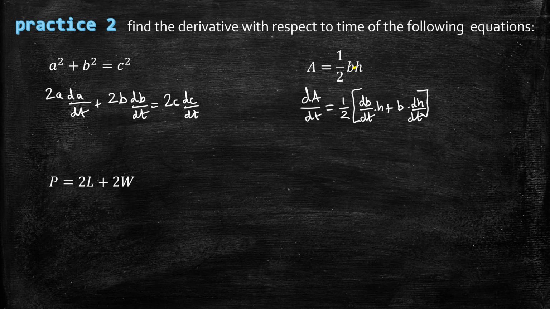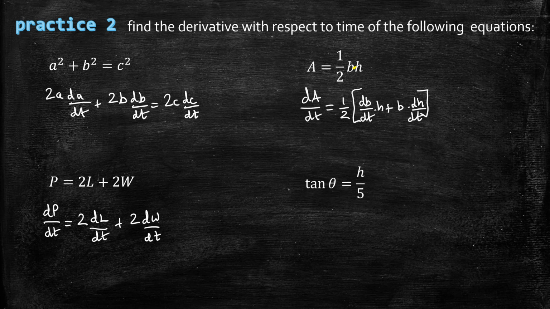And here's the perimeter of a rectangle. So dP by dt, the rate at which the perimeter is changing, will be 2 times the rate at which the length is changing, plus 2 times the rate at which the width is changing. It sort of makes sense because of that linear relationship.